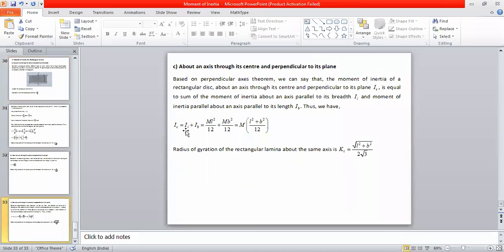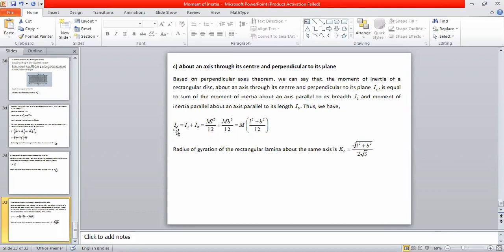IC must be equal to moment of inertia about x-axis, the one parallel to length, so it is IL, plus moment of inertia about y-axis, the one we took parallel to breadth, that is IB. So therefore, it is IL plus IB. So IZ must be equal to IX plus IY, or IC must be equal to IL plus IB. Where IC is the moment of inertia through the center perpendicular to the plane, IL is the moment of inertia passing through the center parallel to length, and IB is the moment of inertia passing through the center and parallel to the breadth.